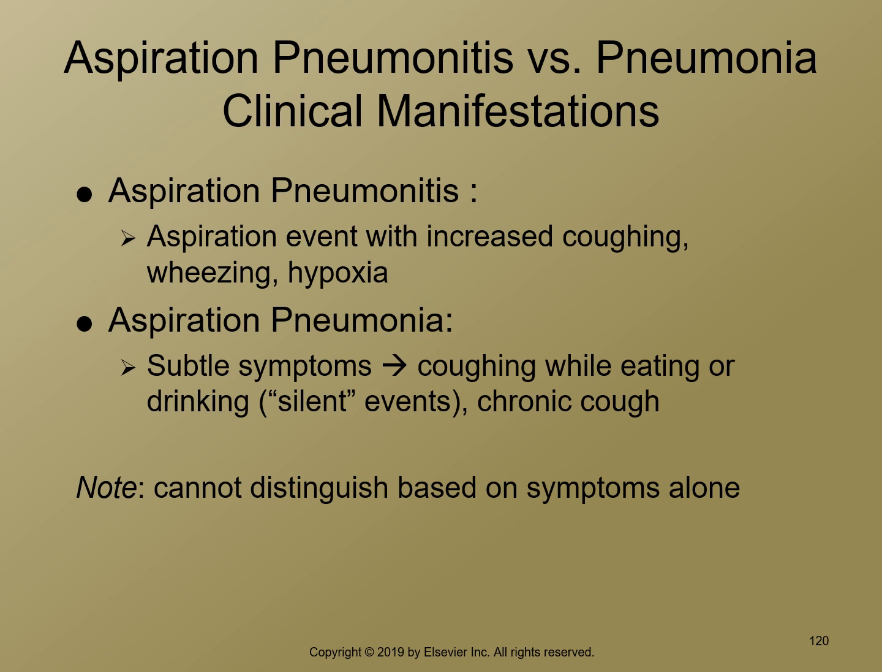Aspiration pneumonitis classically presents with a witnessed aspiration event and sudden increased coughing, wheezing, hypoxia, and possible progression to respiratory failure. These patients may have fever and significant infiltrates on chest radiography, despite having no active infectious process. Aspiration pneumonia typically presents in a more subtle way, in which symptoms may be evident as coughing while patients are eating food or drinking, and the events are often inapparent or called silent.